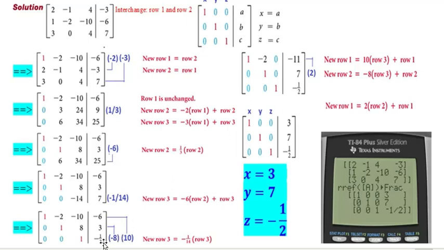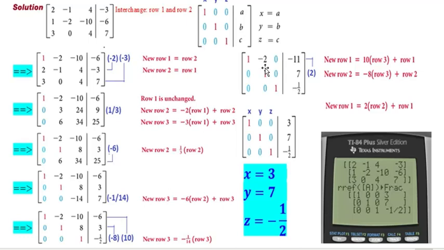Minus 8 times minus half is 4, 4 plus 3 is 7. Okay, then multiply row number 3 by 10 and add it to row number 1. 10 times 0 is 0, 0 plus 1 is 1. 10 times 0 is 0, 0 minus 2 is minus 2. 10 times 1 is 10, 10 minus 10 is 0. 10 times minus half is minus 5, minus 5 minus 6 is minus 11.